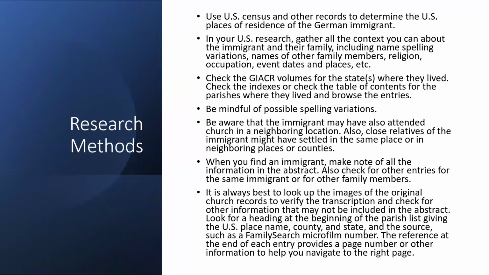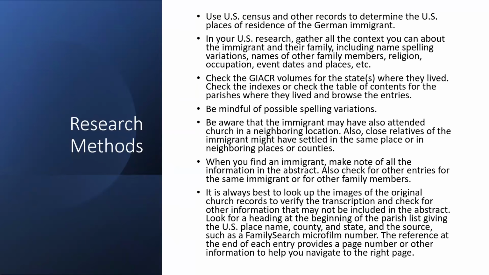Then you can check the GIACR volumes for the state where they lived, checking the indexes in the back, and also looking in the table of contents for parishes where they lived, and browsing the entries if you can't spot them in the index. Being mindful always of spelling variations.